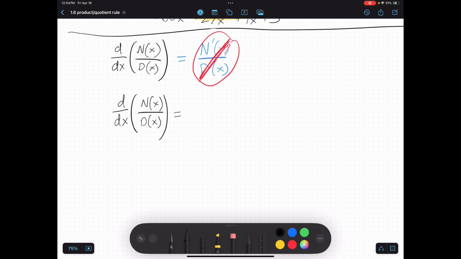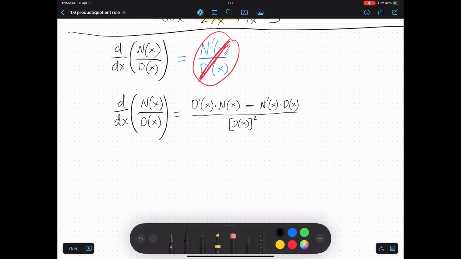Instead, the quotient rule is going to look kind of similar to the product rule. You're going to take the derivative of your bottom function and multiply it by your top function, not taking the derivative. And then you'll subtract the other way around. So the derivative of your numerator function multiplied by your denominator function. And this will all be divided by the denominator function squared.